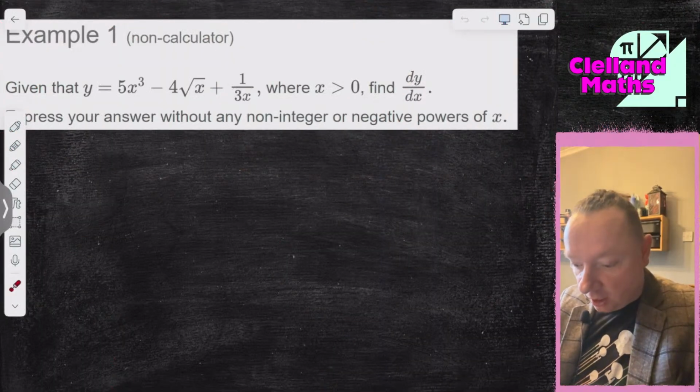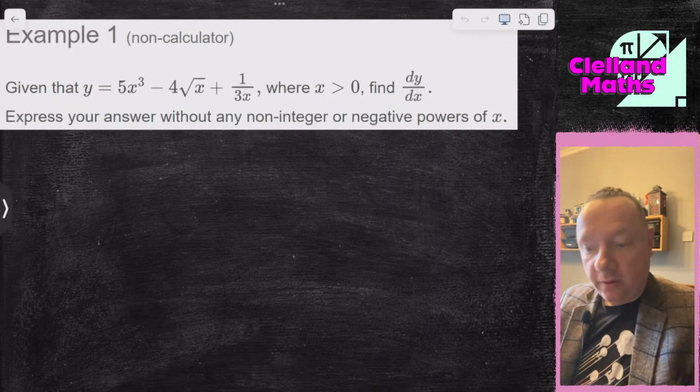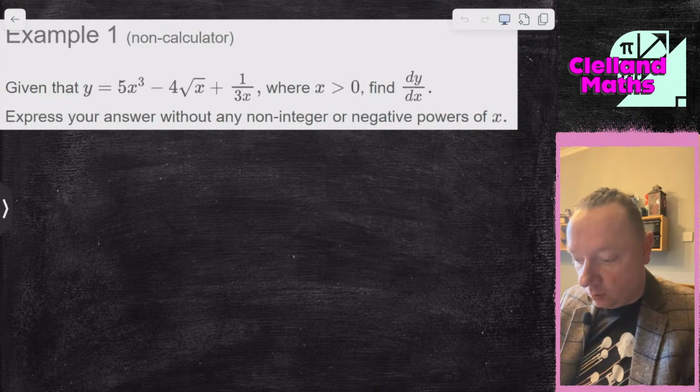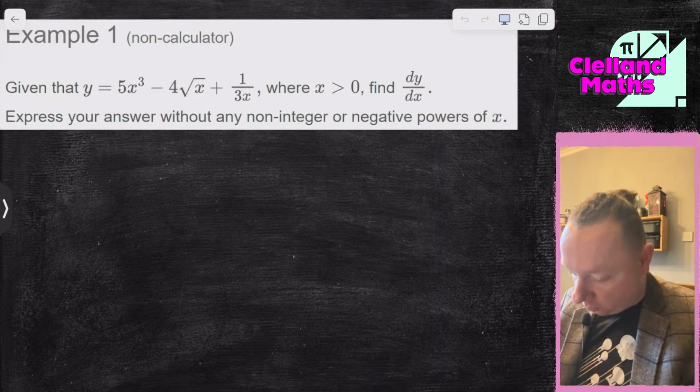And we're back, so let's just get started straight away with an example. Given that y equals 5x cubed minus 4 root x plus 1 over 3x, where x is greater than 0, we need to find dy by dx, and we're not allowed to express our answer with any non-integers, so non-whole numbers, or negative powers of x.